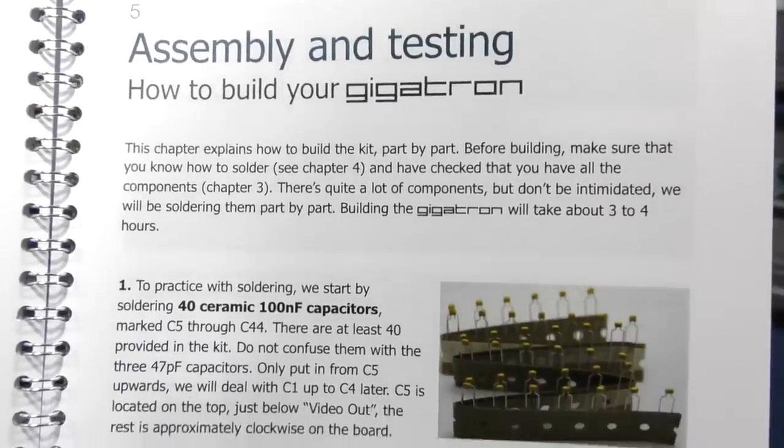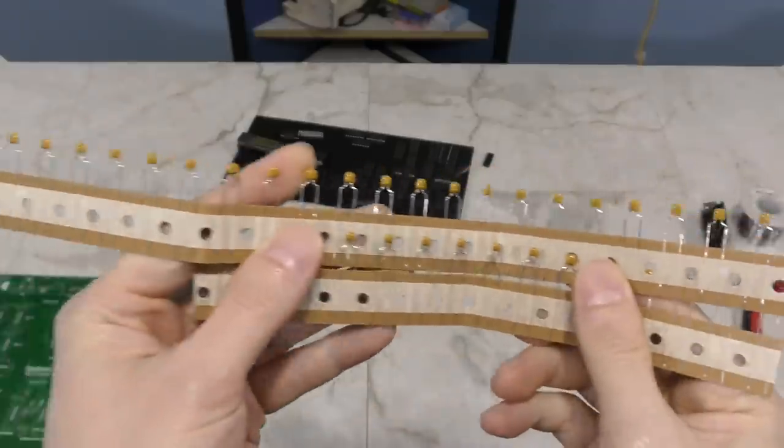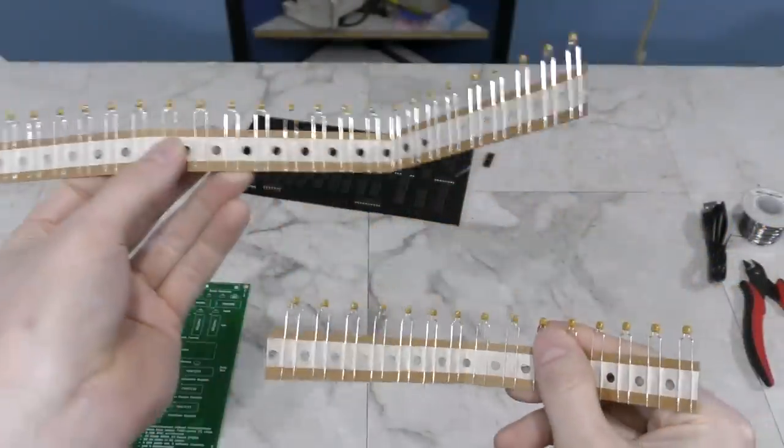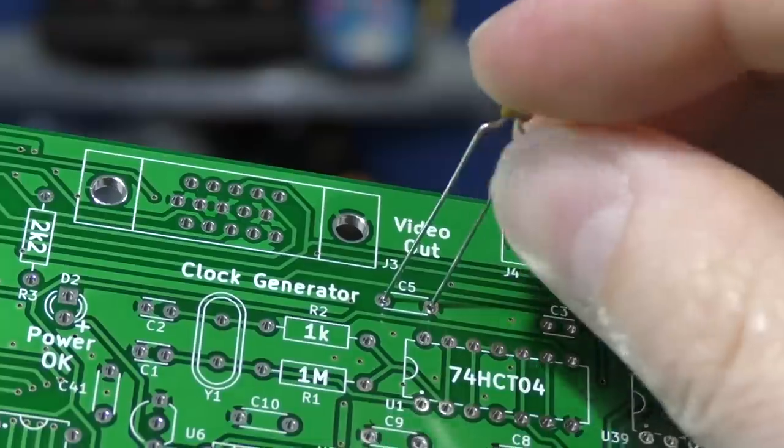I'm going to follow the assembly instructions in the manual, and it says I should start by installing these 40 little capacitors. And so that's what I'll do.